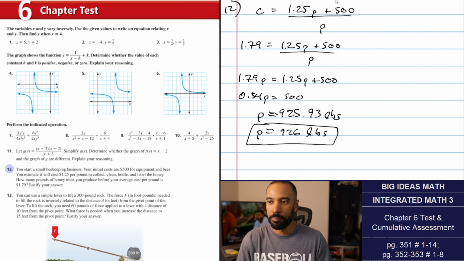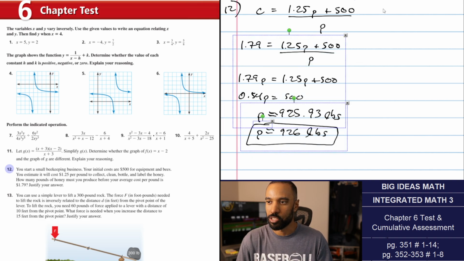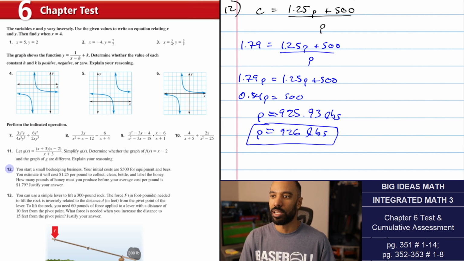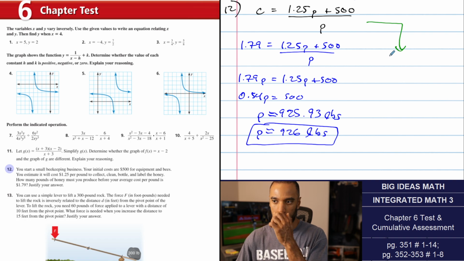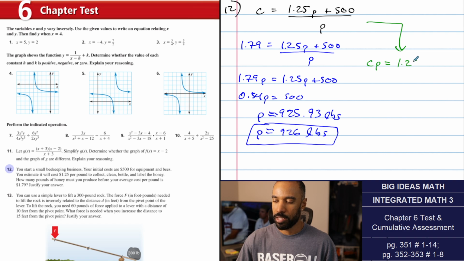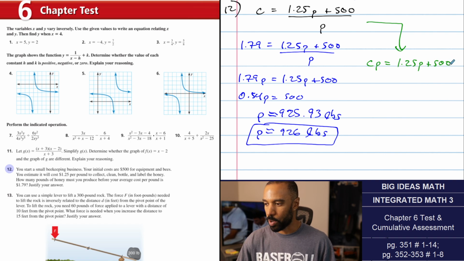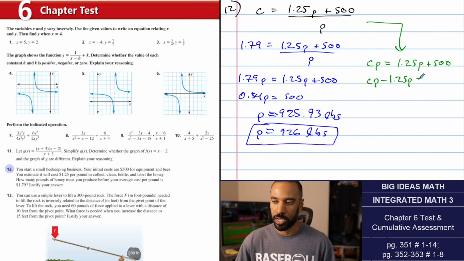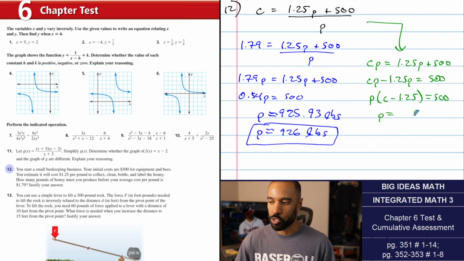Now, that's one way to do the problem, by substituting first and then solving. What we've also seen was finding the inverse, solving for P, and there are two different ways to do it. I'm going to do the method that I've done a little more, and you'll see you get to the same answer. I multiply both sides by P, and I have two different terms with P. So I subtract 1.25P from both sides to get them both on the same side of the equation, so I can then factor P out like that. And then divide both sides by C minus 1.25. So you got that there.